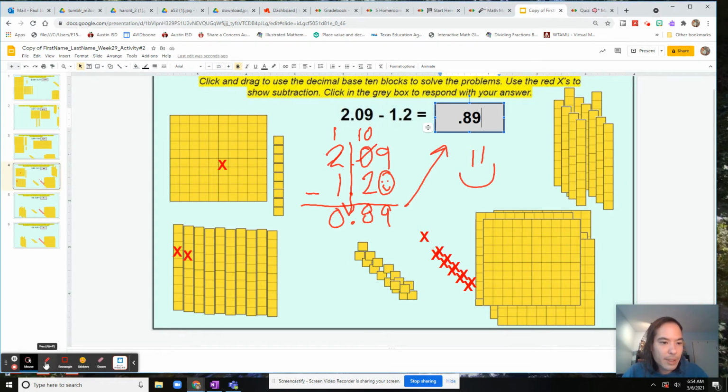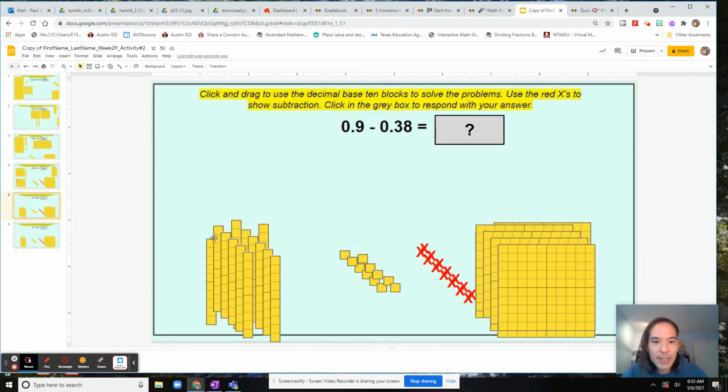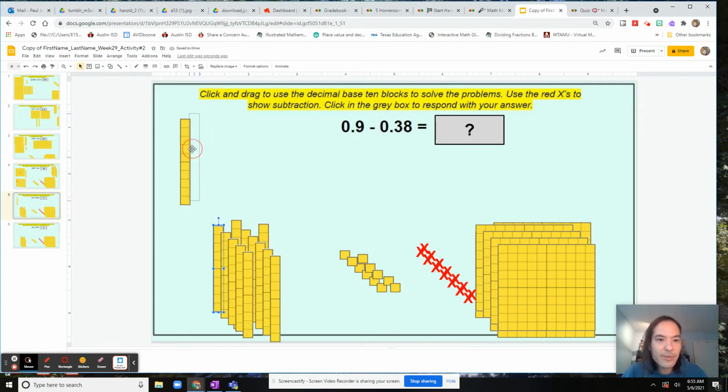Let's see. I should clear this first. Okay. On to the next one. Got 2 more. All right. 9 tenths minus 38 hundredths. This is one where we're going to have to switch out tenths for hundredths. So let's go ahead and I'm going to make 9 tenths.